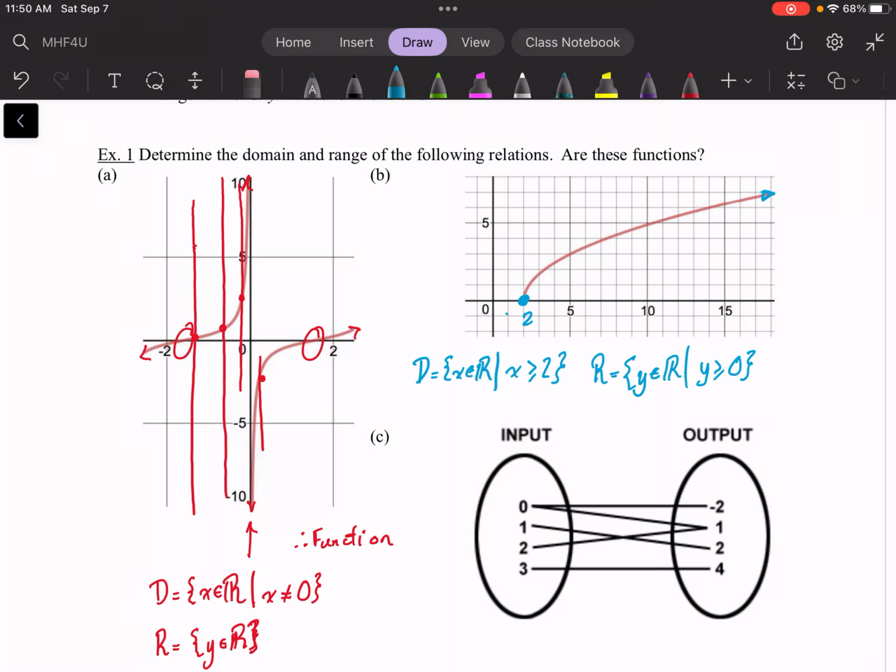Again, I can draw some vertical lines to draw through this to see if it's a function. I'm going to draw a number of them, and you can see it crosses at most 1 point each time. So this is also a function.